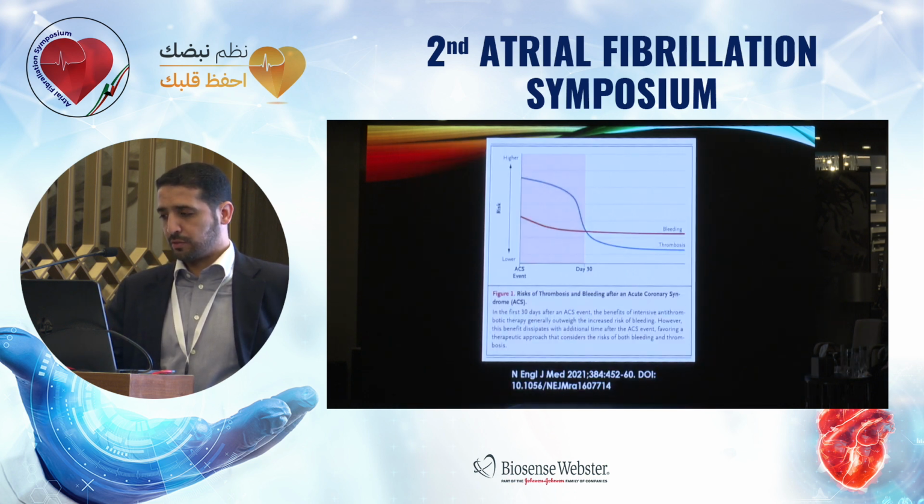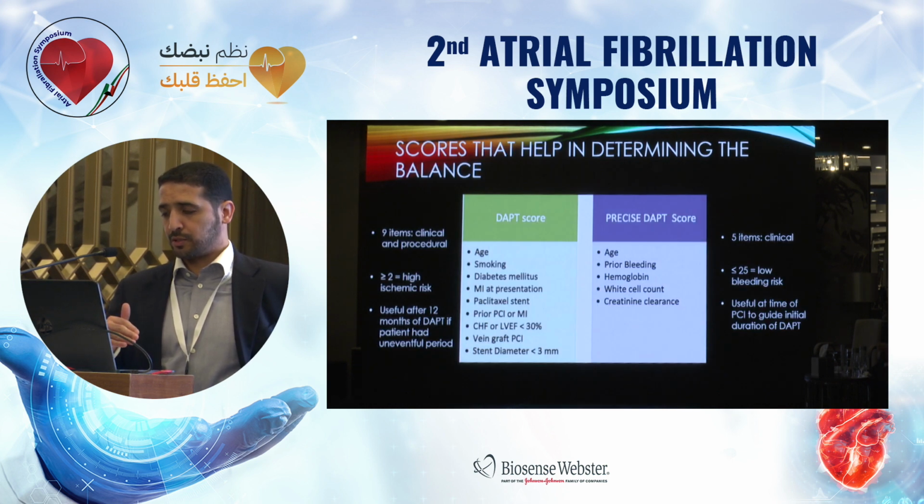So you have to think about these 4 pillars. This slide also tells you that the thrombosis risk in the first 30 days is way higher than the bleeding risk in any patient with acute coronary syndrome. This is different in patients with stable coronary artery disease. And after 1 month, bleeding risk is actually higher.